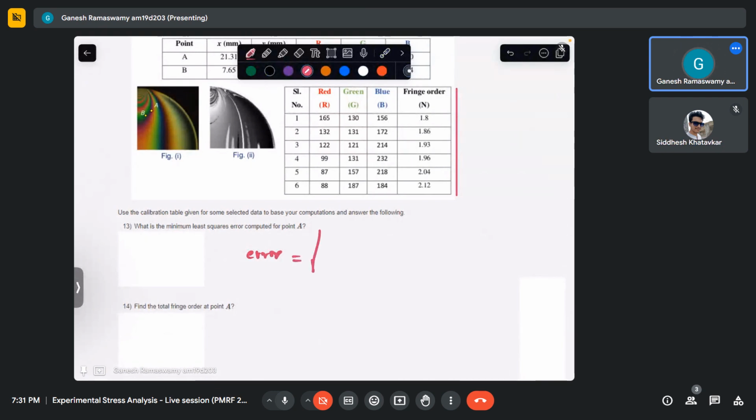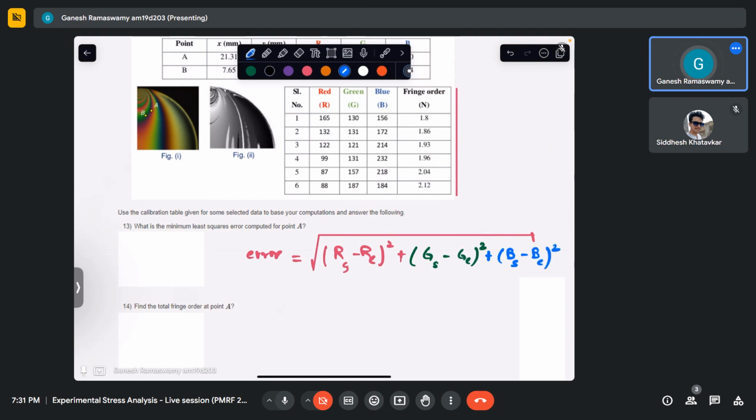Least squares error is given by root over R specimen minus R calibration squared, plus G specimen minus G calibration squared, plus B specimen minus B calibration squared. So this is our least squares error essentially.